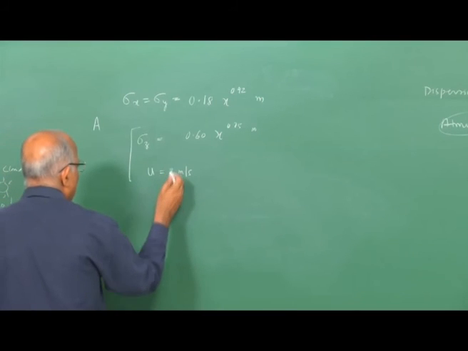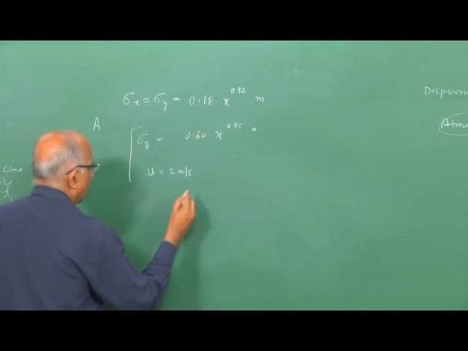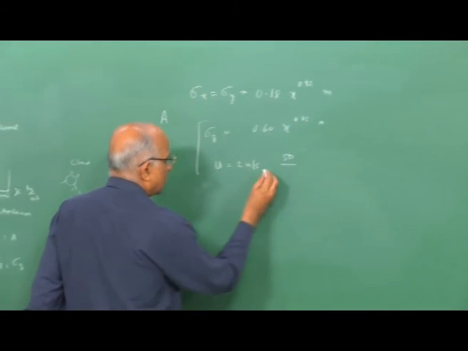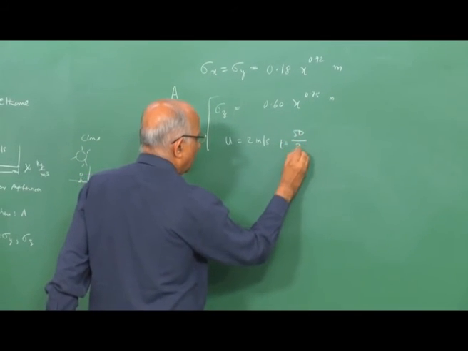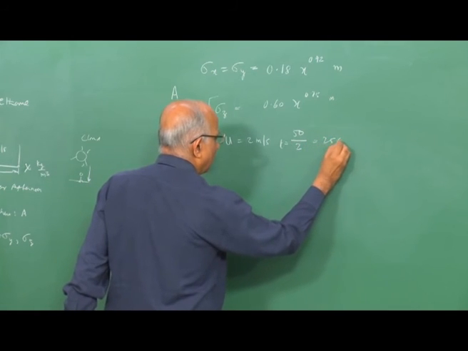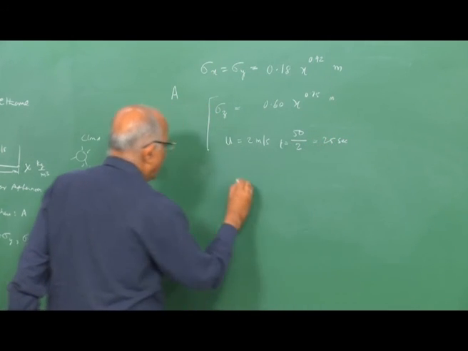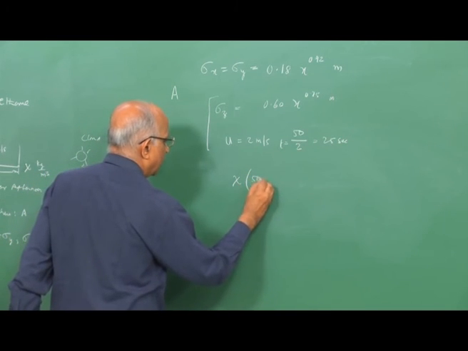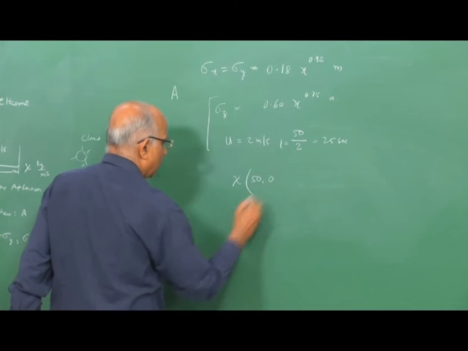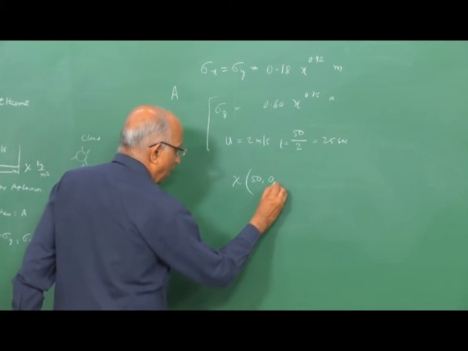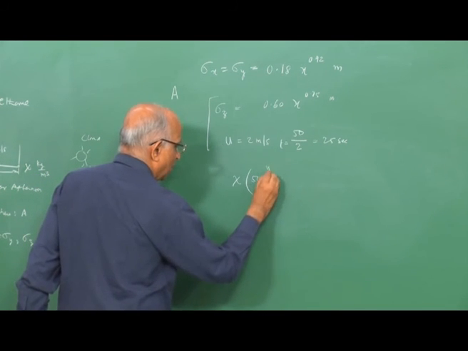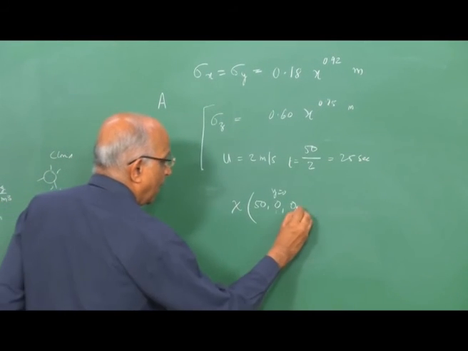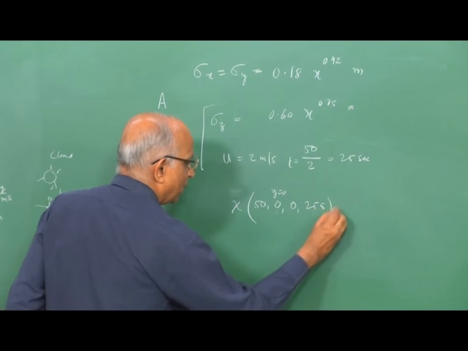The wind velocity is 2 meters per second, the wind is carrying it, the distance I am talking in terms of is 50, therefore, the time taken for the spill to reach me is equal to 50 divided by wind velocity, which is equal to 25 seconds. Therefore, I am interested in the concentration at a distance 50 meters away over the surface of the ground, that means along the wind direction, that means y is equal to 0, z is equal to 0 on the surface of the ground at a time 25 seconds.